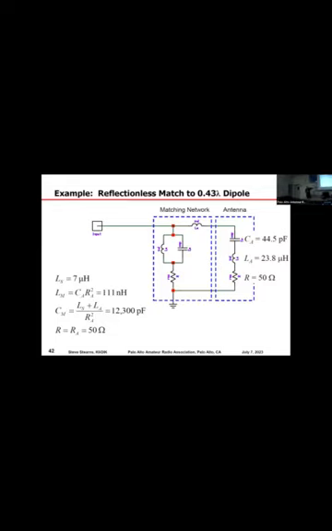Who puts resistors inside their matching networks? Is that a good idea? Bad idea, right? Here's what that resistor is doing. Current comes in from the source and it divides. Some of it goes into the antenna and some of it goes into the matching network.